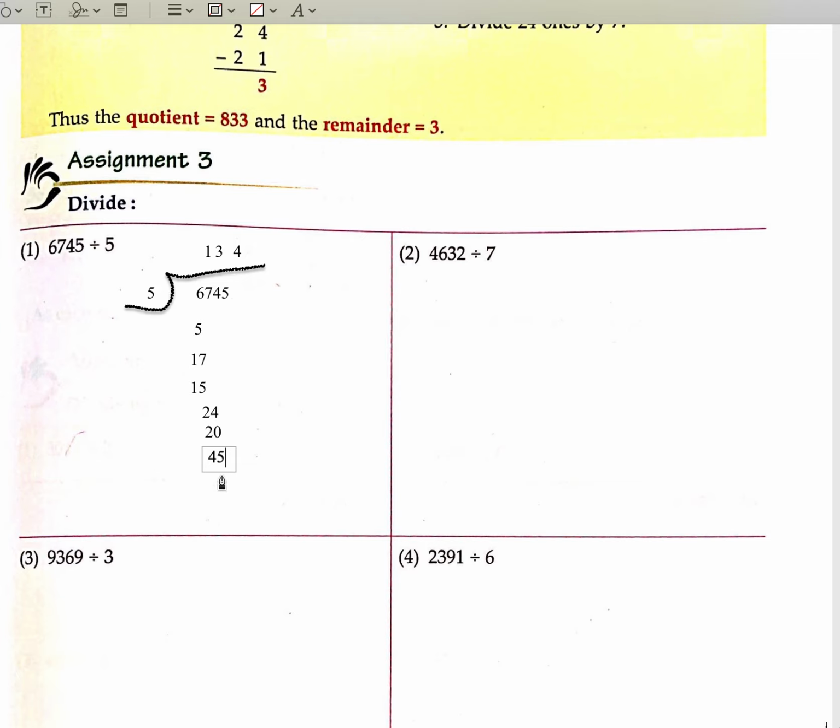Now 5 into what is closest to 45? As we revise our multiplication tables, we get to know that 45 is exactly divisible by 5. Exactly divisible का मतलब होता है कि ये नंबर 5 के टेबल में आता है. तो 5 into 9 is equal to 45. Therefore, 45 minus 45 is equal to 0. And in this sum, there is no remainder. So our answer is 1349.